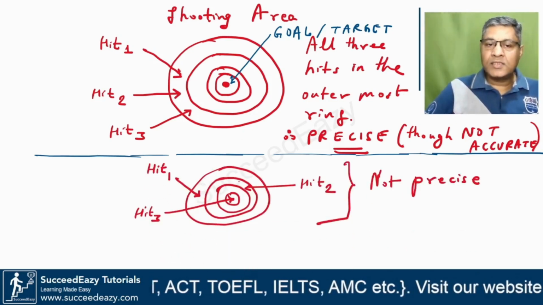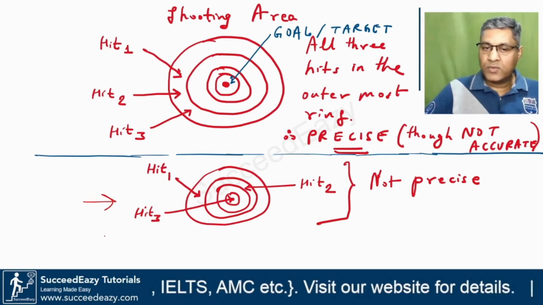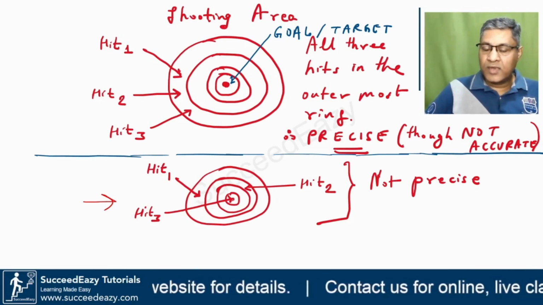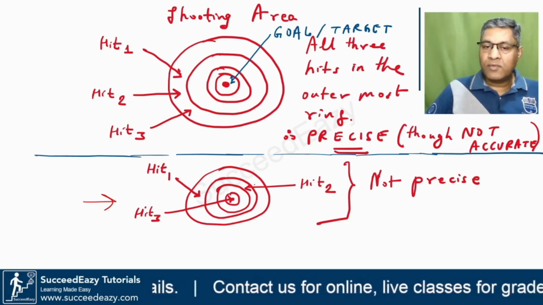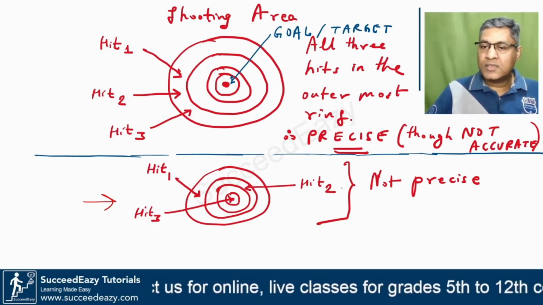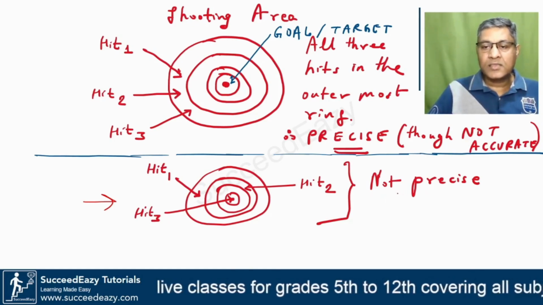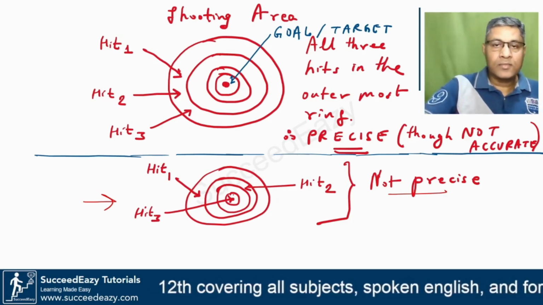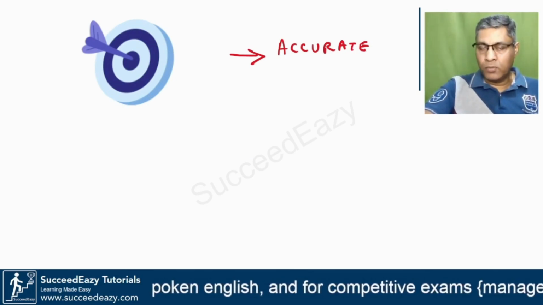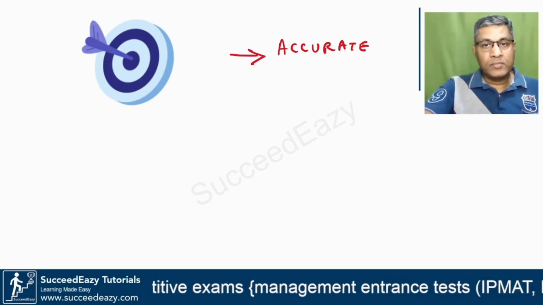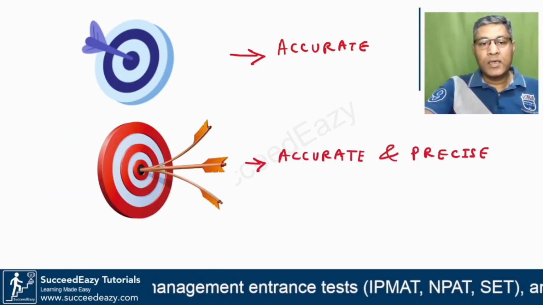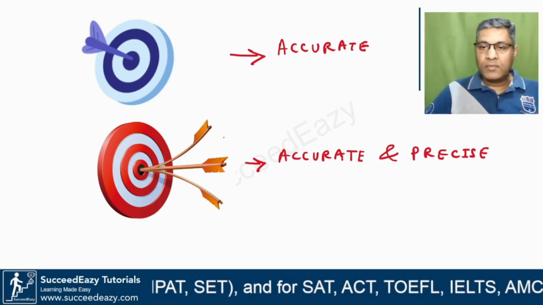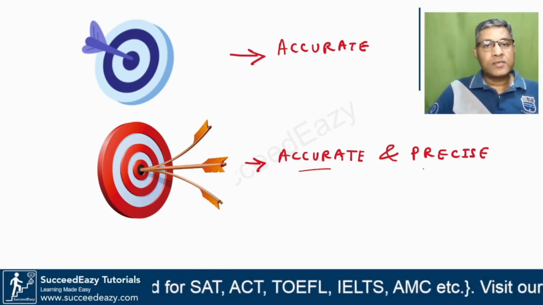So, if this is the situation, that is, hit 1 is on the outermost circle, hit 3 is right in the center, it is hitting the bullseye, and hit 2 is somewhere in between, then this cannot be called precise. It is not precise because there is no consistency in the hits, right? As you can see, if you hit the bullseye, if you hit your goal or target, you can be said to be accurate. But if you hit your target every time, that means you are both accurate as well as precise.